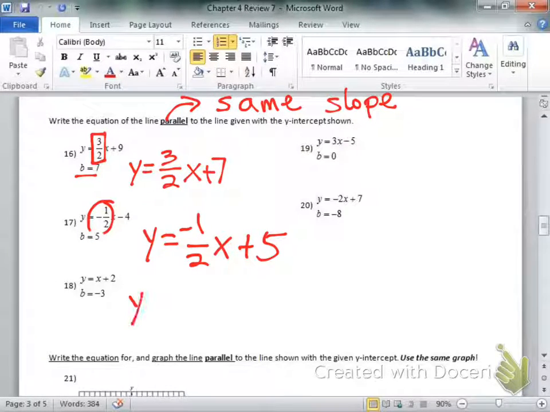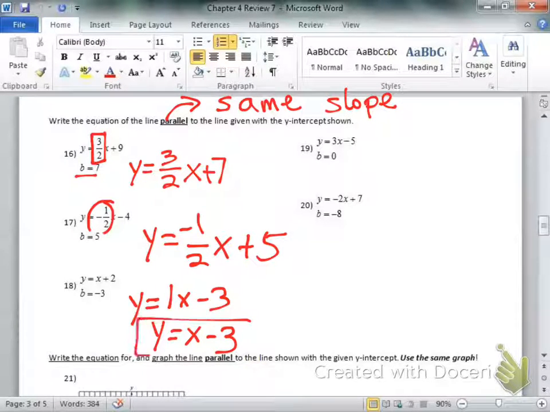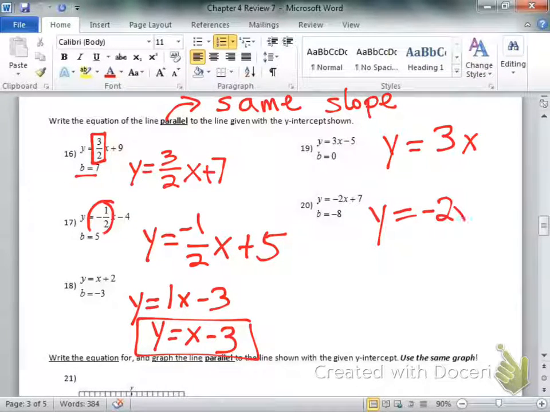Alright, the same M. M here is 1. And the new B. Remember, I won't write a lot of 1x's on the final. I'll just write x, okay? So this is what you should be looking for in number 18. Alright, number 19, same M. New B. Plus 0 doesn't need to be written. It's not doing anything significant for the problem, so you can forget about it. Number 20, same M. New B.